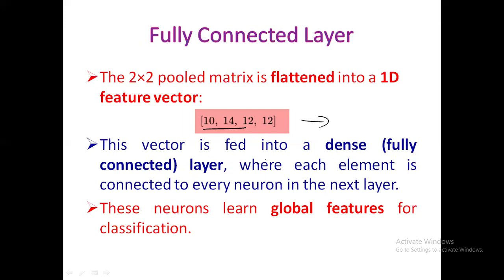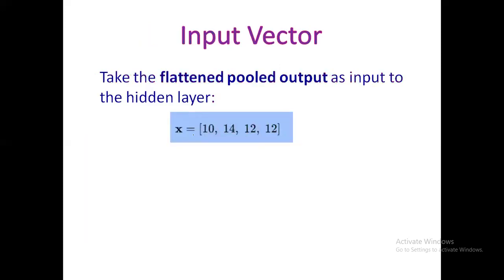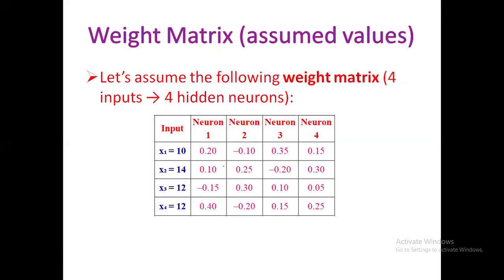So the vector is fed to the dense, that is the fully connected layer, where each element is connected to every neuron in the next layer. These neurons learn global features for the classification. So this will be given as input to the hidden layer.